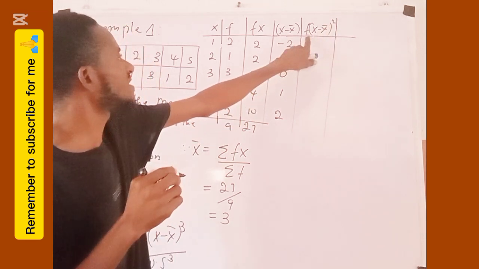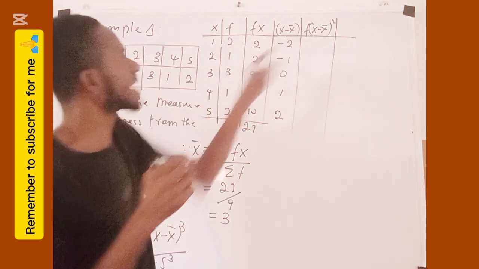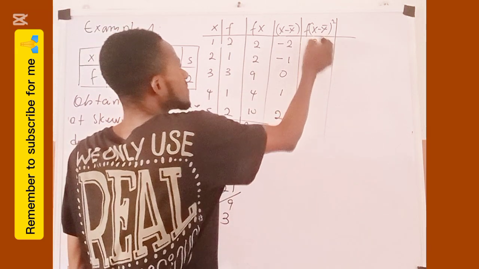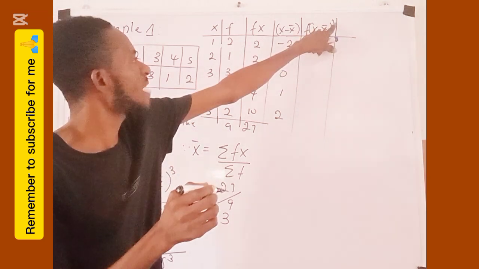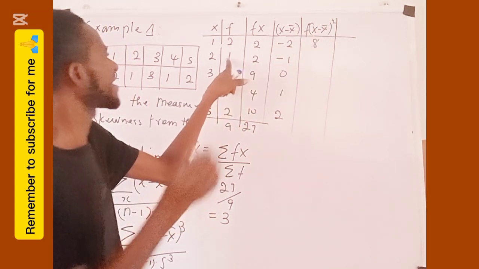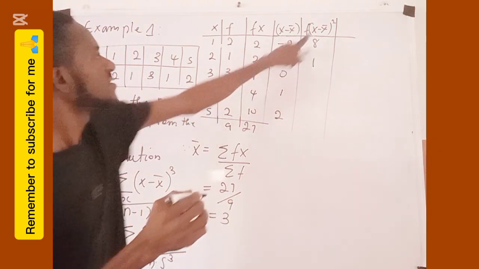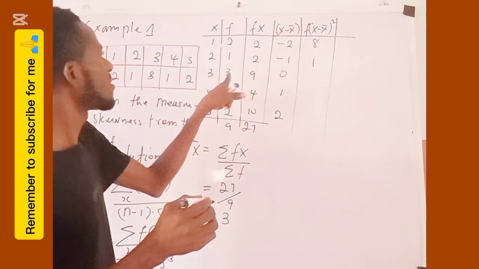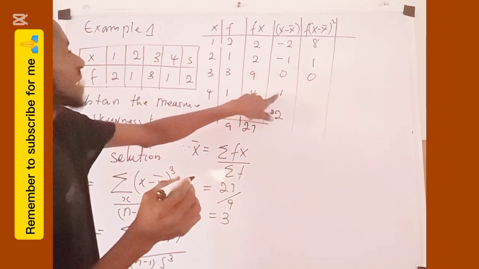Look at the frequency here, which is multiplying it. Here is my 2. 2 times 4 will give me 8. Here is my 1. 1 raised to power 2 will give me 1. Multiplied by this frequency will give me 1. Here is my 0. 0 raised to power 2 is 0. Multiplied by this frequency 3 will give me 0.